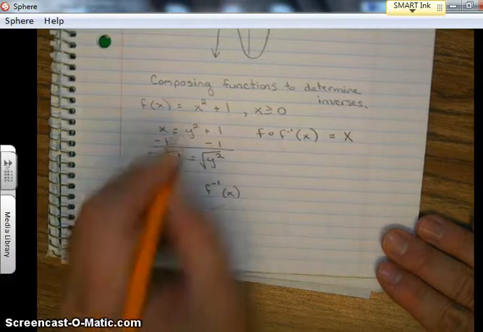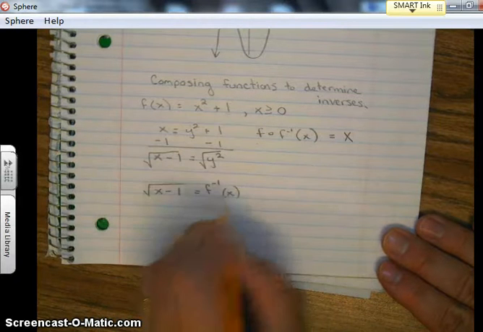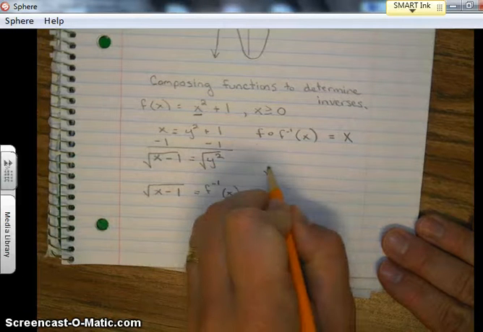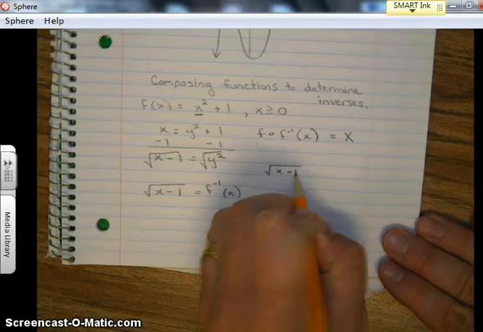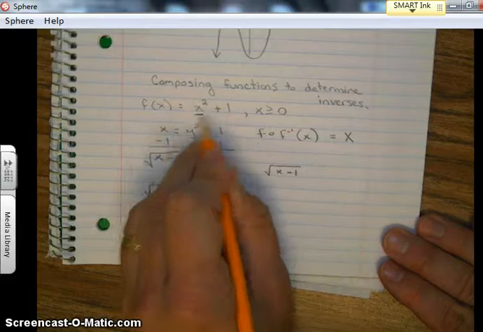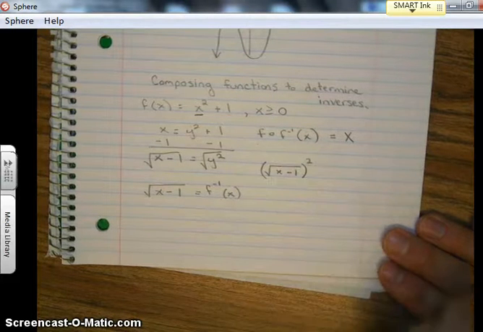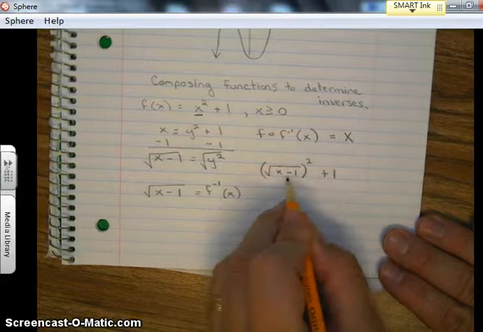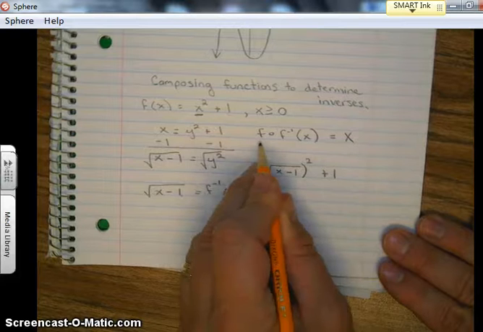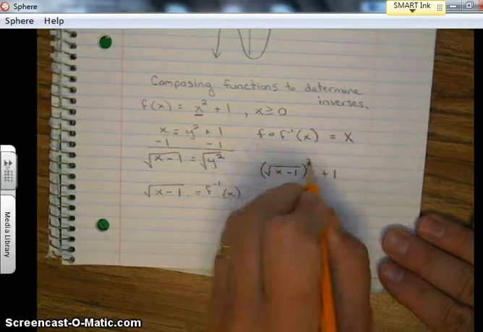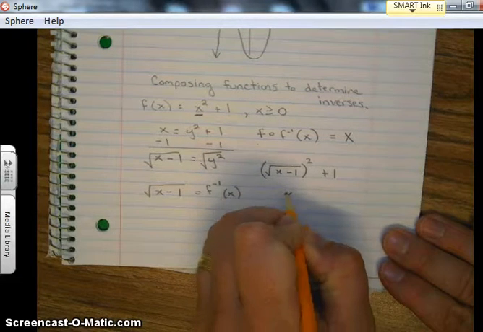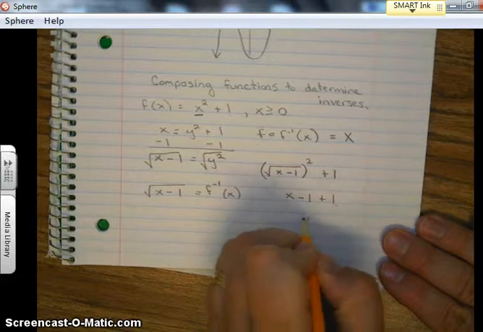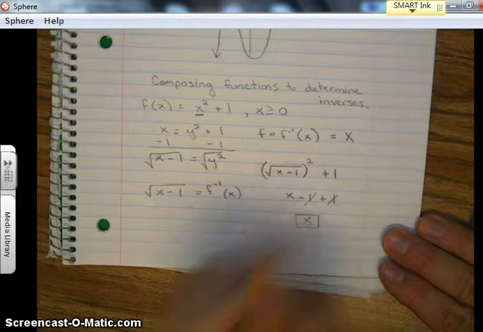So let's take this original function. We're going to plug this function in here. Okay, so we're going to have the square root of x minus 1, plugging that in for x, plus 1. Remember, if these are inverses of each other, when we compose them, we should have a result of x. So the square cancels out the square root. And combining our like terms, the -1 and the 1 cancel out.